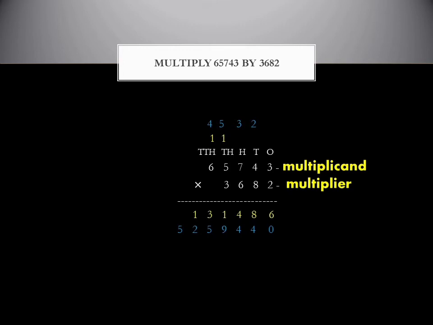Now let's multiply with the next digit, that is 6. It is a hundreds digit, so we put 2 zeros in the next product. Now you multiply 65,743 by 6. Here click the icon, children, and choose the correct ones.